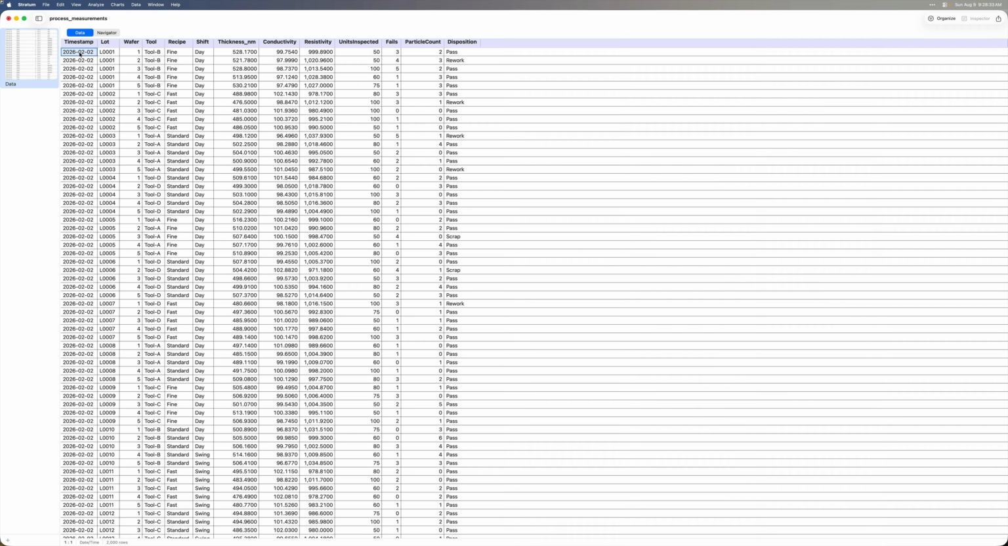Not every question has one number for an answer. Sometimes you measure several responses together. Sometimes your variables are categories, not quantities. A recipe doesn't just change thickness. It might shift conductivity and resistivity too, and those move together.